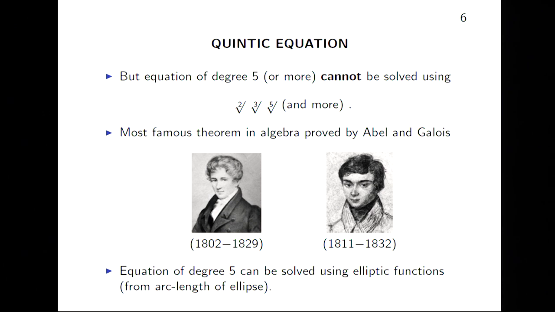Bohr was Norwegian, Galois was French. As you see, their dates are slightly staggered. Bohr came first, Galois came second. You will notice also from their dates that they died extremely young. Galois, in fact, died in a duel.